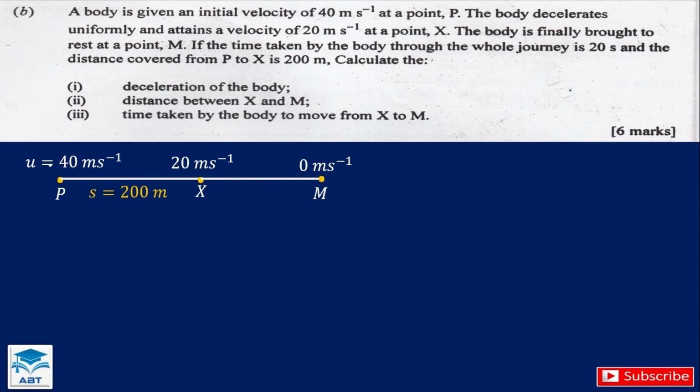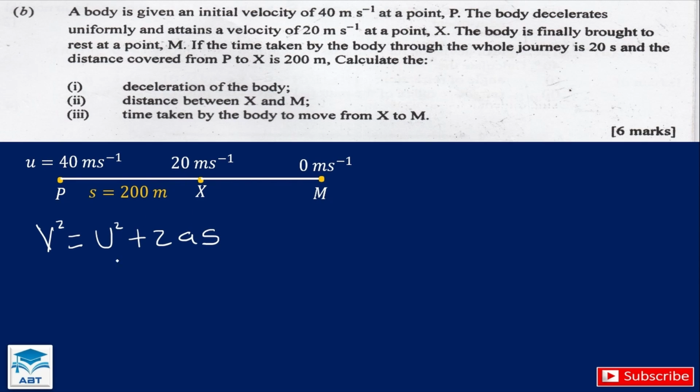And given the initial velocity, final velocity, and the distance, Newton's third equation of motion can help us find the deceleration. And that is v squared is equal to u squared plus 2as, where v is the final velocity, u is the initial velocity, a is the acceleration, and s is the distance.